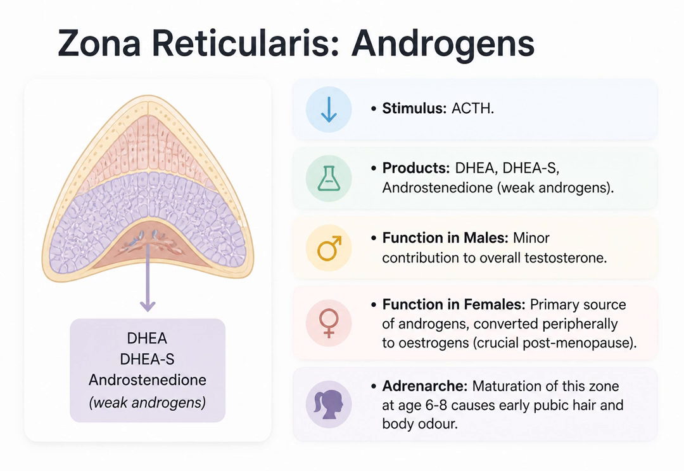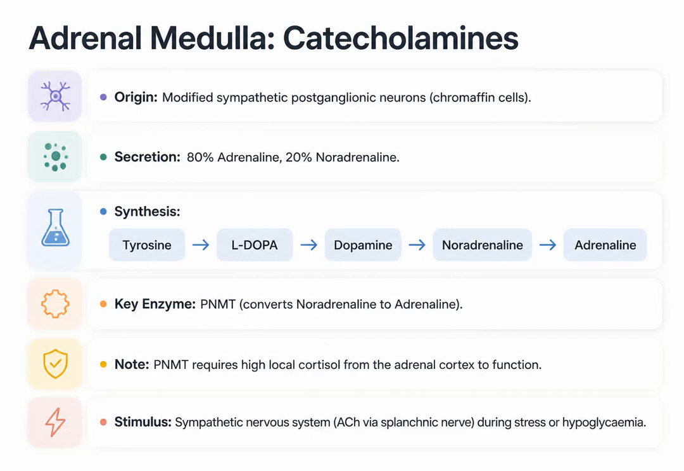The maturation of this zone around age 6 to 8 is called adrenarche, triggering early signs of puberty, like body odor. Deep inside the gland is the adrenal medulla, essentially a modified sympathetic ganglion. It secretes mostly adrenaline and some noradrenaline. The conversion of noradrenaline to adrenaline requires an enzyme called PNMT. Here is a crucial physiological pearl. PNMT only works in the presence of very high cortisol levels.